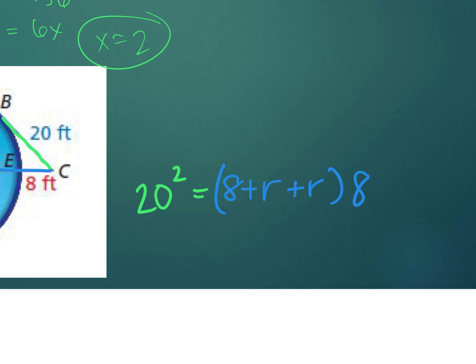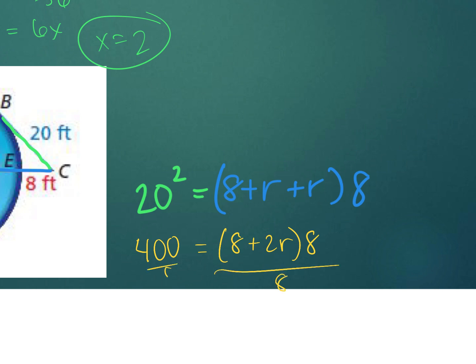Let's clean this up a bit. We know what 20 squared is. What's 20 squared? 400, thank you. Equals, let's clean this up. What is r plus r? We said it already. It should be 8 plus 2r times 8. I'm going to do this one a little bit differently. You can absolutely distribute. But for all you divider people that like to divide, let's do this one by dividing. At this point, we could divide both sides by what? 8 instead of distributing.